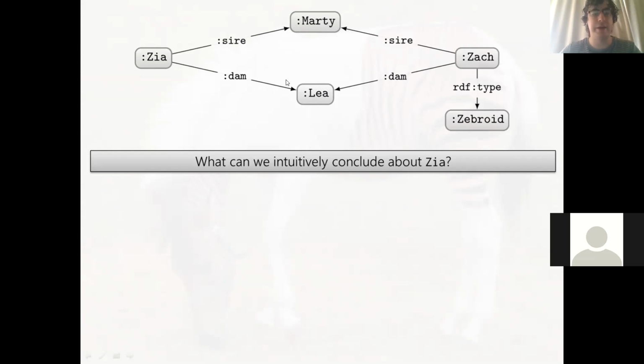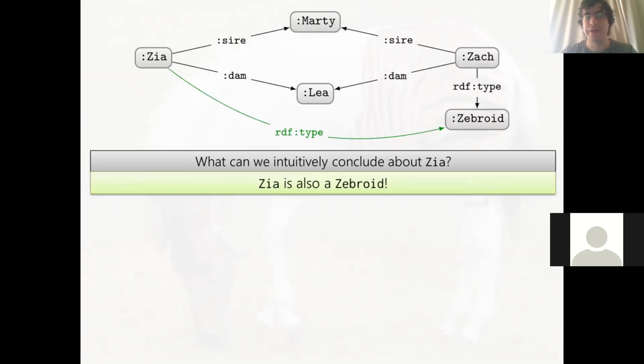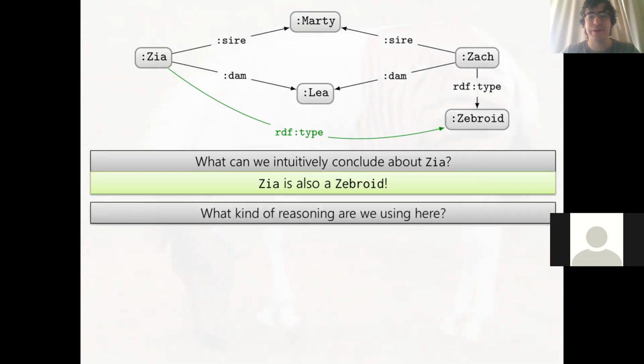What might we conclude about Zia? Yep, that Zia is also a zebroid, right? So, okay, we look at it and we come to this conclusion, but then an interesting question to ask is, how do we come to that conclusion, right? So what kinds of reasoning are we using here?